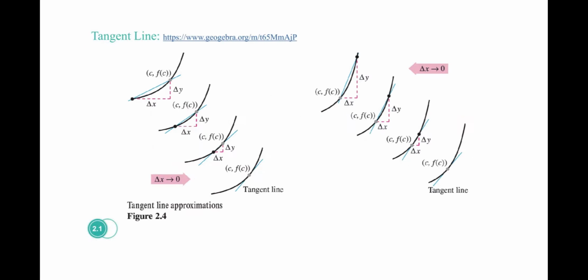So how can we get from a secant line to a tangent line? At first, the secant line uses 2 points on the curve, but as delta x gets smaller and smaller, the second point moves closer to the first point. As delta x approaches 0, the secant line becomes closer and closer to the tangent line, so the tangent line slope is really the limit of the secant line slope.